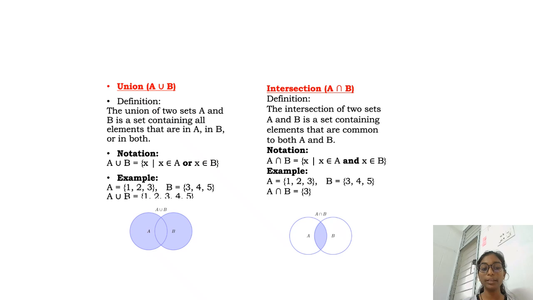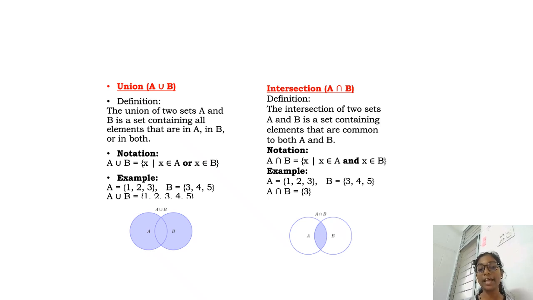Union, A union B. Definition. The union of two sets A and B is a set containing all elements that are in A, in B, or in both. Notation. A union B equals {x such that x belongs to A or x belongs to B}. Example. A consists of {1, 2, 3}, and B consists of elements {3, 4, 5}. And A union B equals {1, 2, 3, 4, 5}. And here is the Venn diagram of A union B.